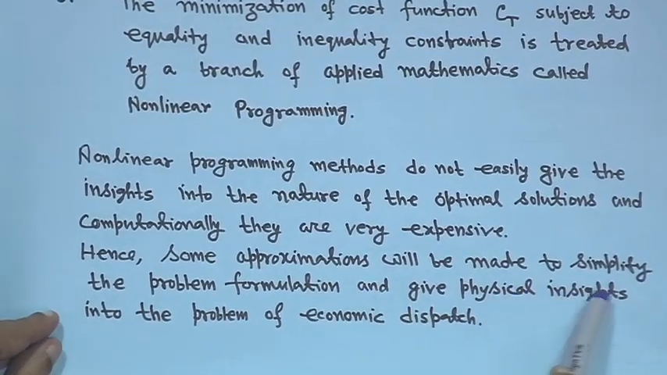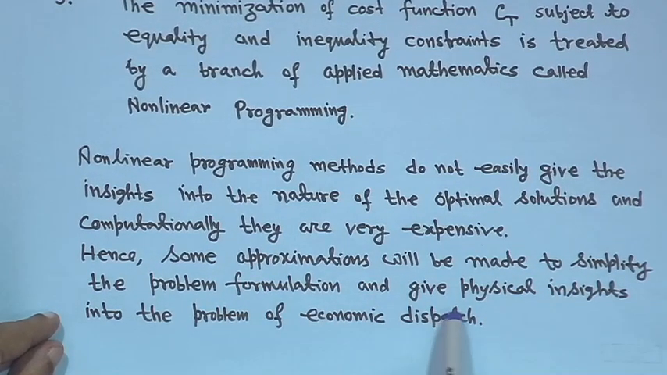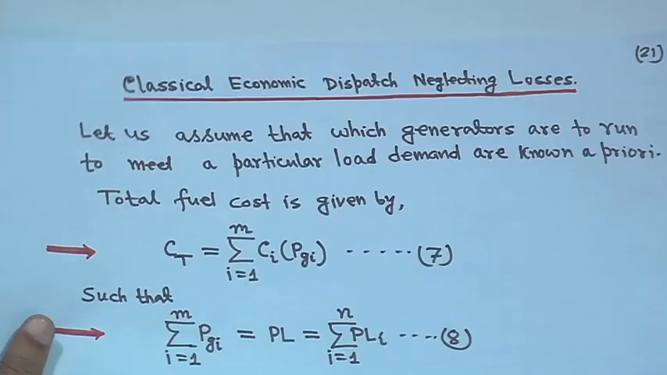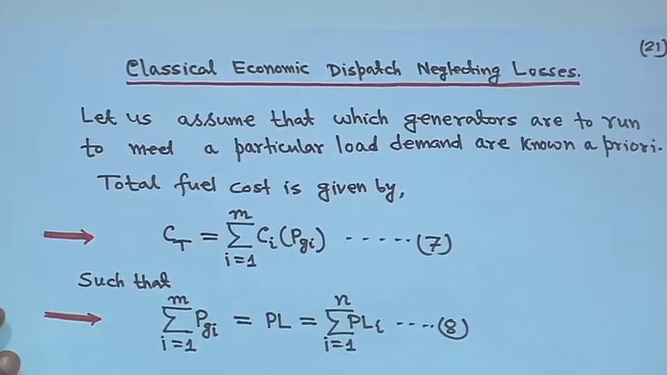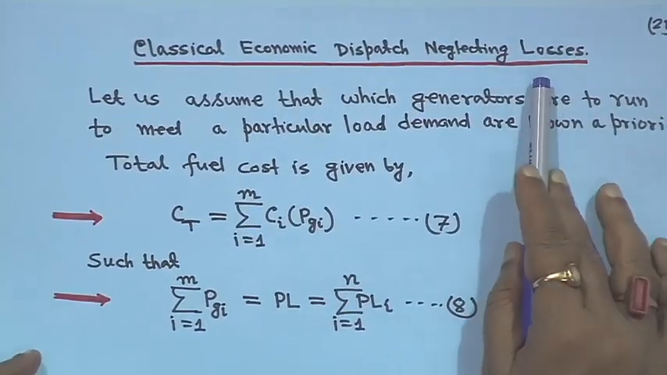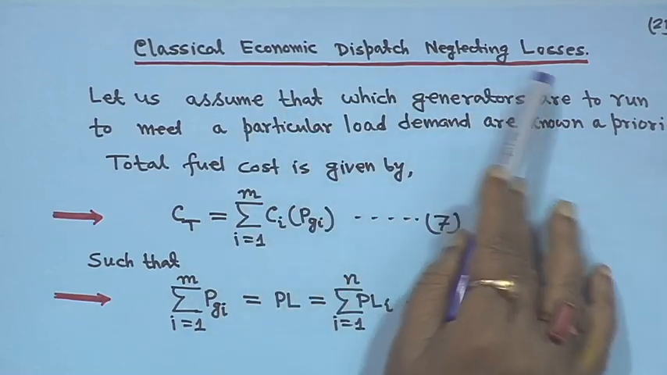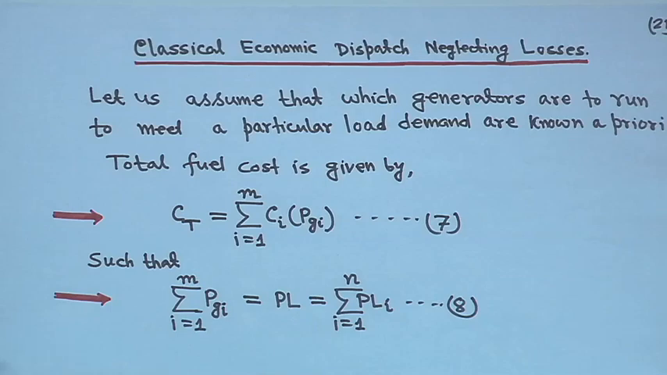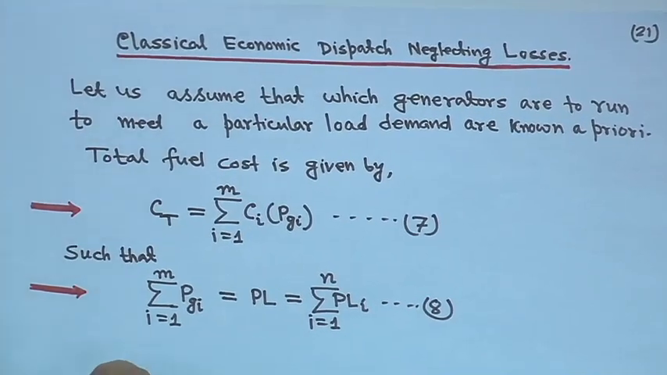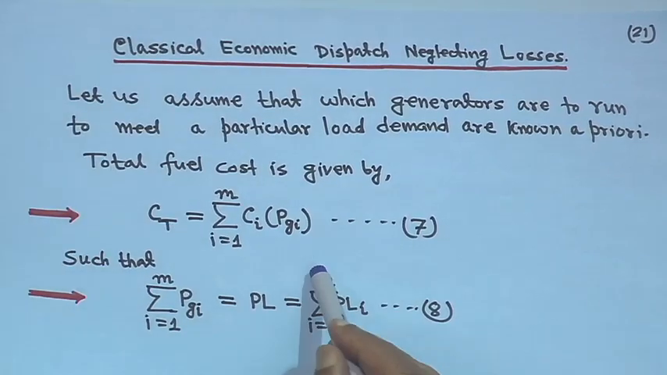Hence, some approximation will be made to simplify the problem formulation, and it gives the physical insight into the problem of economic dispatch. So, we will first go for a classical economic dispatch neglecting losses, because we know that generation is equal to load plus losses. So, first we will consider it without power loss, neglecting power losses. Let us assume that which generators are to run to meet a particular load demand is known a priori. Suppose you have so many generators and you know which generators will run.